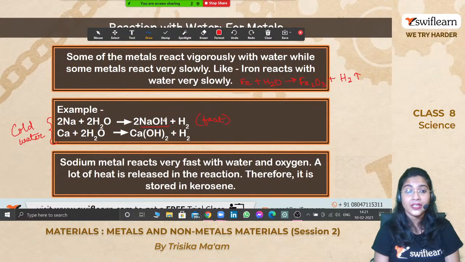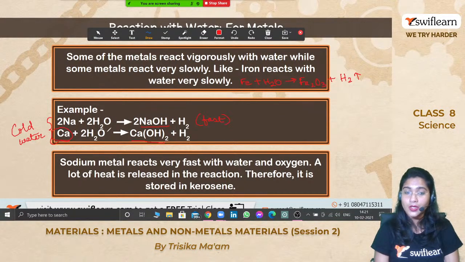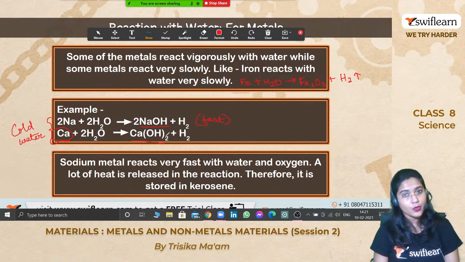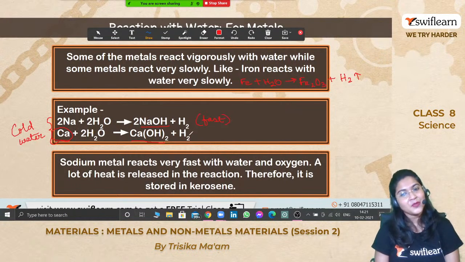So I already have mentioned, we find the bases when the metallic oxides or the metals react with the water. So we get the sodium hydroxide when it is sodium. We get the calcium hydroxide if the metal is calcium. So when the calcium reacts with water, we get Ca(OH)2, that is calcium hydroxide, and hydrogen gas. Fine. Up to this much clear?